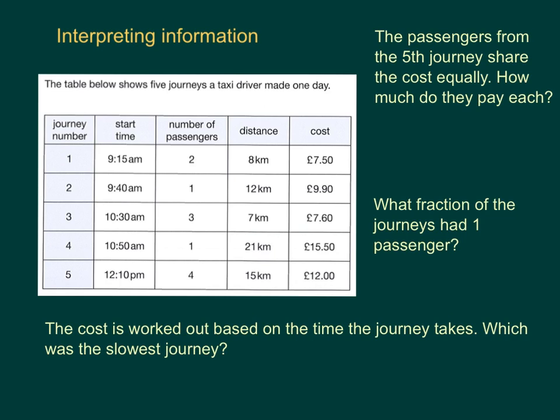The key here is noticing that this journey here is 7 kilometres, and it actually costs more than £7, whereas all of the other journeys, the cost in pounds is less than the distance in kilometres. And so, as you can tell there, this journey must have been the slowest. Covered the smallest distance for the greatest amount of money.